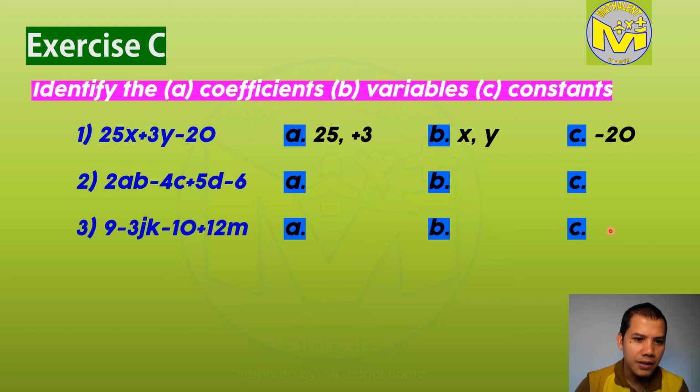Okay, right here. 9 is a constant, so write it here. How about minus 3? What is minus 3? Minus 3 is a coefficient, so write it down here in letter A. How about J and K? J and K are variables, so write down here in letter B. Write J like this, J, comma, and K.